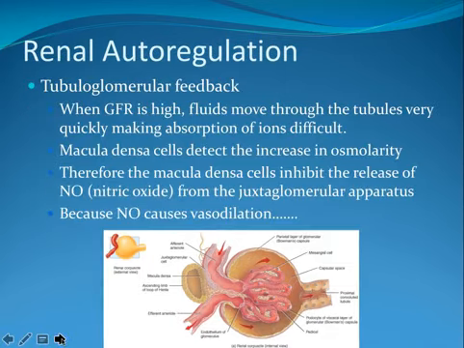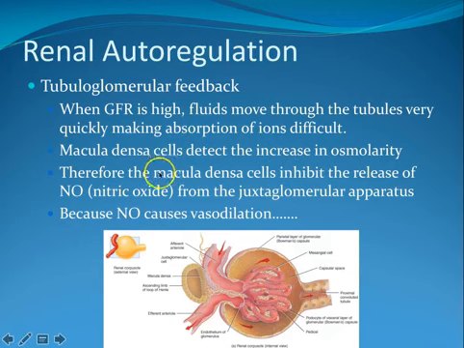Right? Tubuloglomerular feedback, so let's work through this. When glomerular filtration rate is high, fluids move through the tubules very quickly, making absorption difficult. So that's what we talked about, again, the I Love Lucy kind of scenario. We have these macula densa cells in the ascending limb of the loop of Henle, and sometimes you'll see them also in the distal convoluted tubule. They're going to detect an increase in osmolarity because we filtered. They pick up on those things that our body wasn't able to reabsorb. It's like, whoa, there's a lot of things in here that shouldn't be in here.